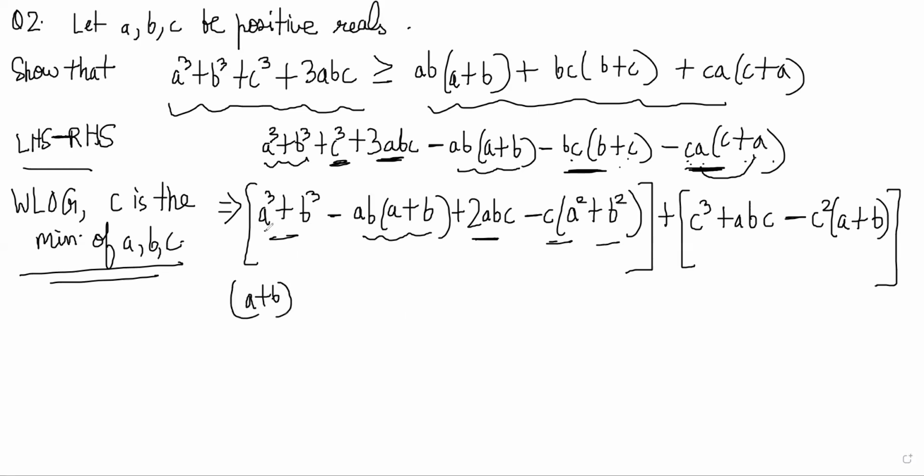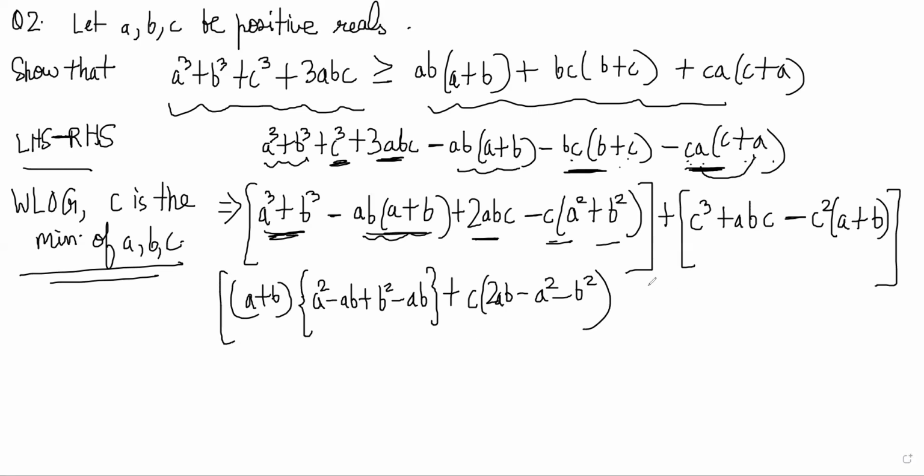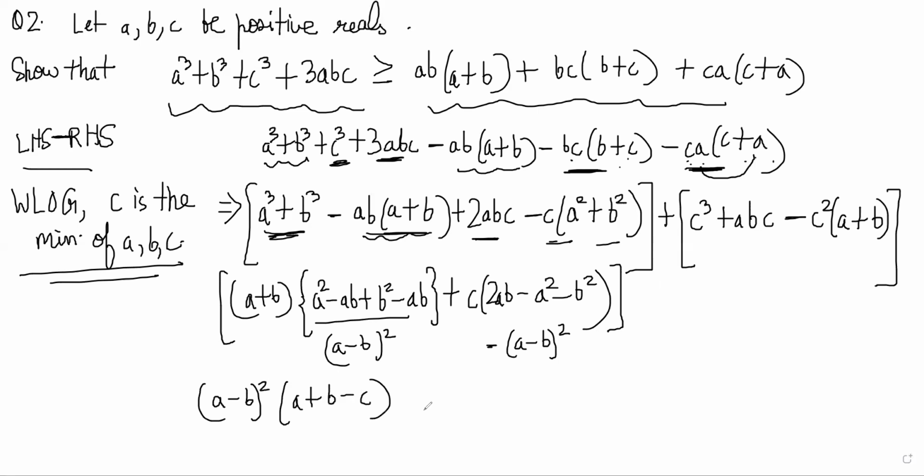A plus B common between these first two terms, and you will get A square minus AB plus B square minus AB. Plus here we can take C common and you get 2AB minus A square minus B square, right? So this is the first bracket. You can see that this is becoming (A minus B) whole square, and this is already minus of (A minus B) whole square, right? So we can take (A minus B) whole square common and we'll get A plus B minus C, right? Plus here what can we do?